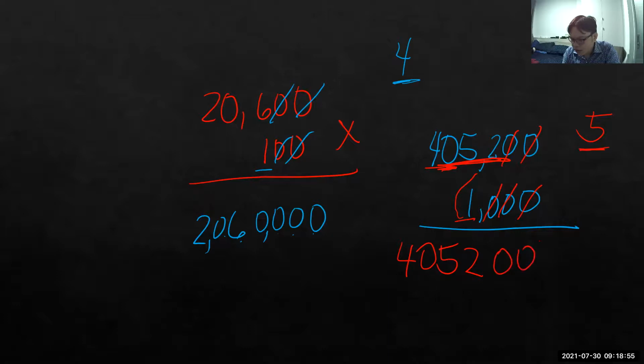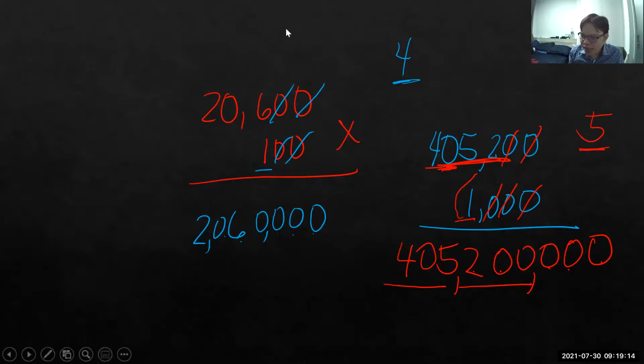1, 2, 3, 4, 5. And then divide the number by 3: 1, 2, 3, comma, 1, 2, 3, comma. So you have 405,200,000. Okay? Okay, let me just pause this video for a while and then I will come back to you, okay?